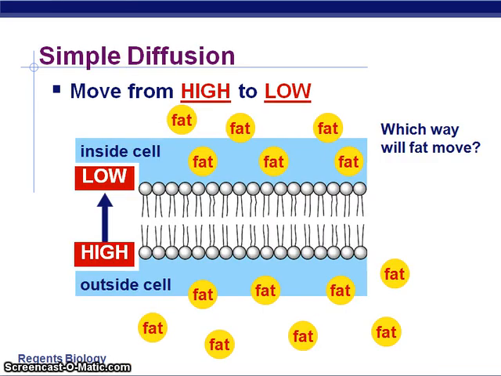Okay, so that's simple diffusion. So here's an example. We've got a cell. We've got 1, 2, 3, 4, 5. We've got 8 molecules of fat on the outside of the cell. We have 6 molecules of fat on the inside of the cell. So which way is it going to go? Well, one of these fat molecules is going to go to the other side so that you have an equal amount of fat molecules on both sides. So the cell is now at equilibrium.